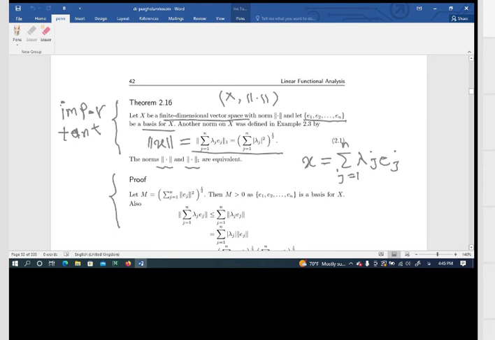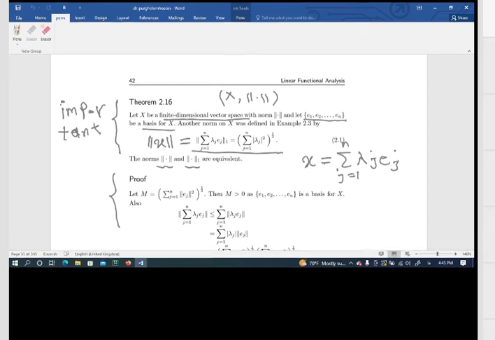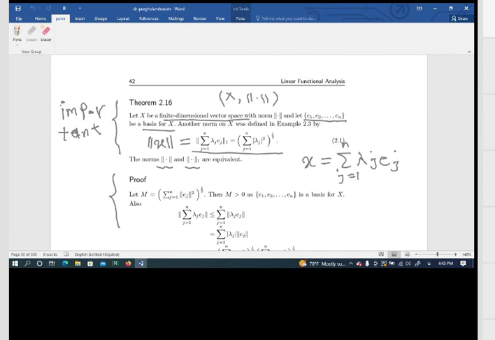This is another corollary. So with this theorem, we can conclude that any two norms are equivalent because the norm here is an arbitrary norm, but norm 1 is a defined norm. So any norm is equivalent to norm 1. So any two norms are equivalent.